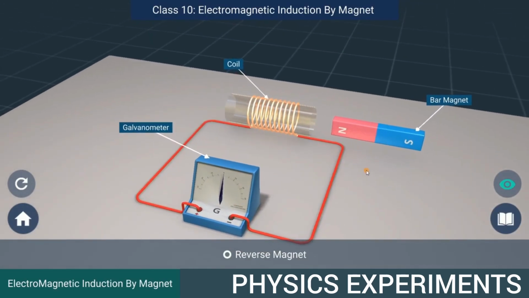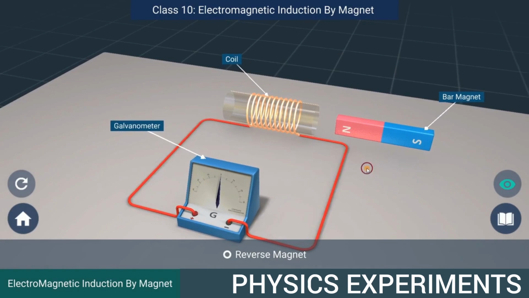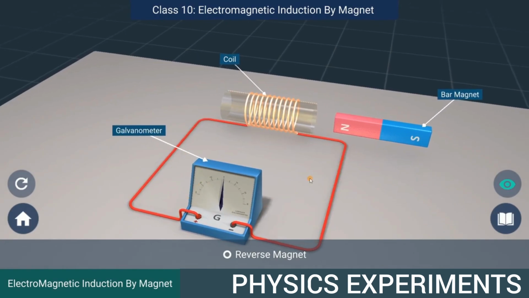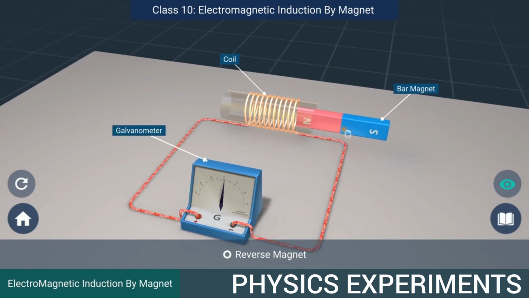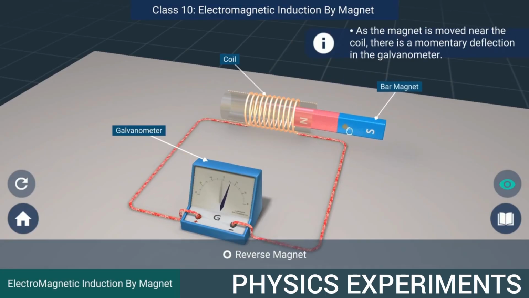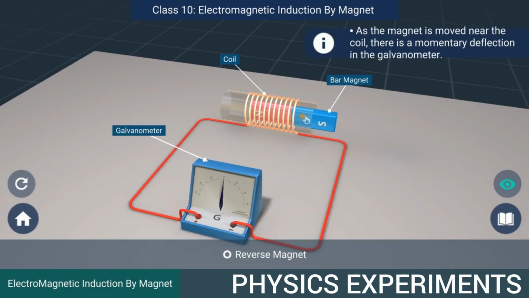Move the magnet into the coil and carefully observe the galvanometer deflection. As the magnet is moved near the coil, there is a momentary deflection in the galvanometer. As the magnet comes to rest, the deflection of the galvanometer stops.